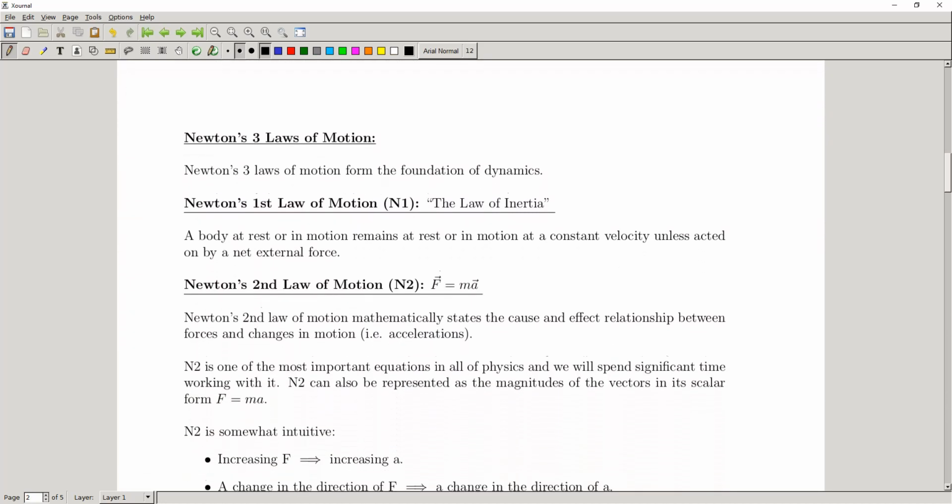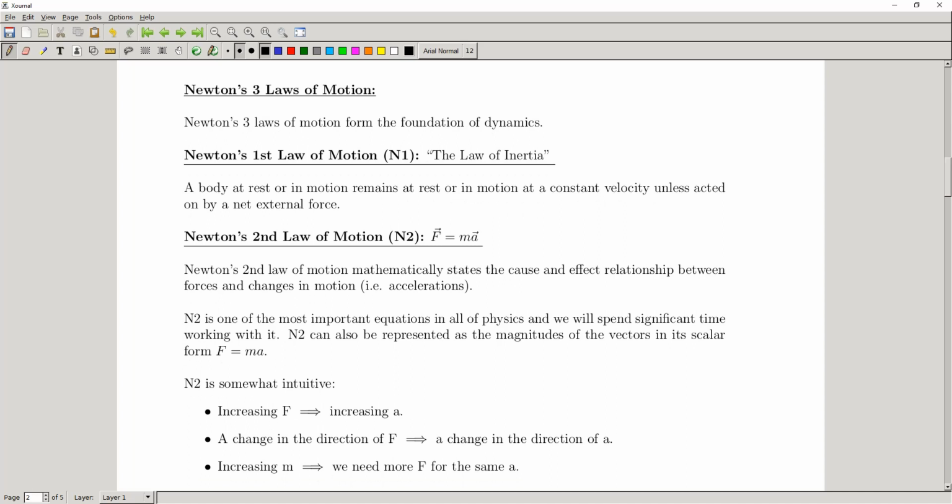But for now, we're going to quickly move on to Newton's 3 laws of motion. And these are going to lead us to a need for these free body diagrams as we get into examples, specifically applying Newton's second law here, which we're going to cover in a second. So Newton's 3 laws of motion form the foundation of dynamics. And let's just get right into them.